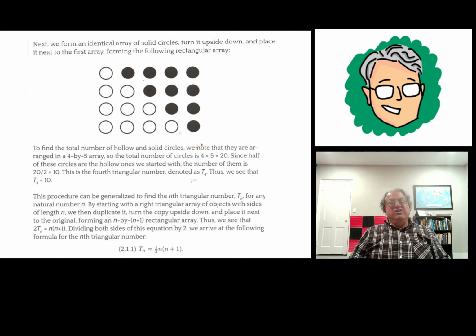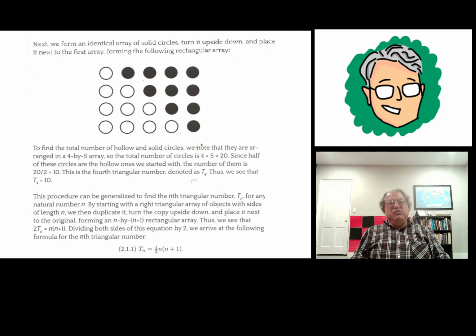Now we've got 20. We've got 2T4, if you like. So 2T4, and now we have a rectangle. This is nice because now we know how to compute how many objects there are in a rectangle. Its length is 5 and its width is 4. So 5 times 4 is 20. That means that 2T4 is 20, so T4 is 10.